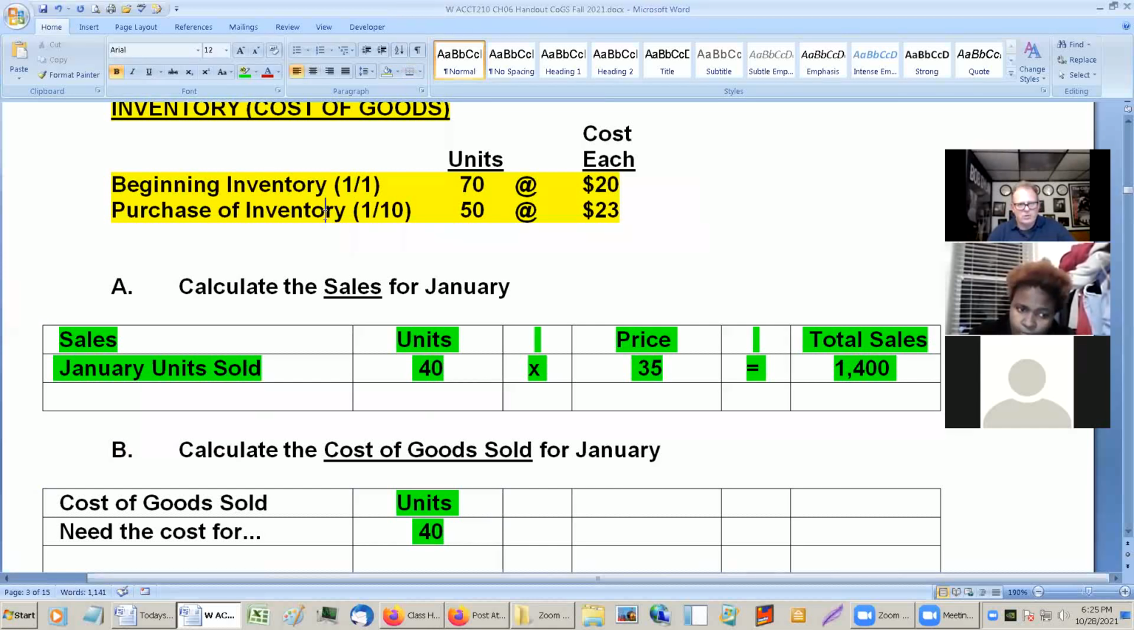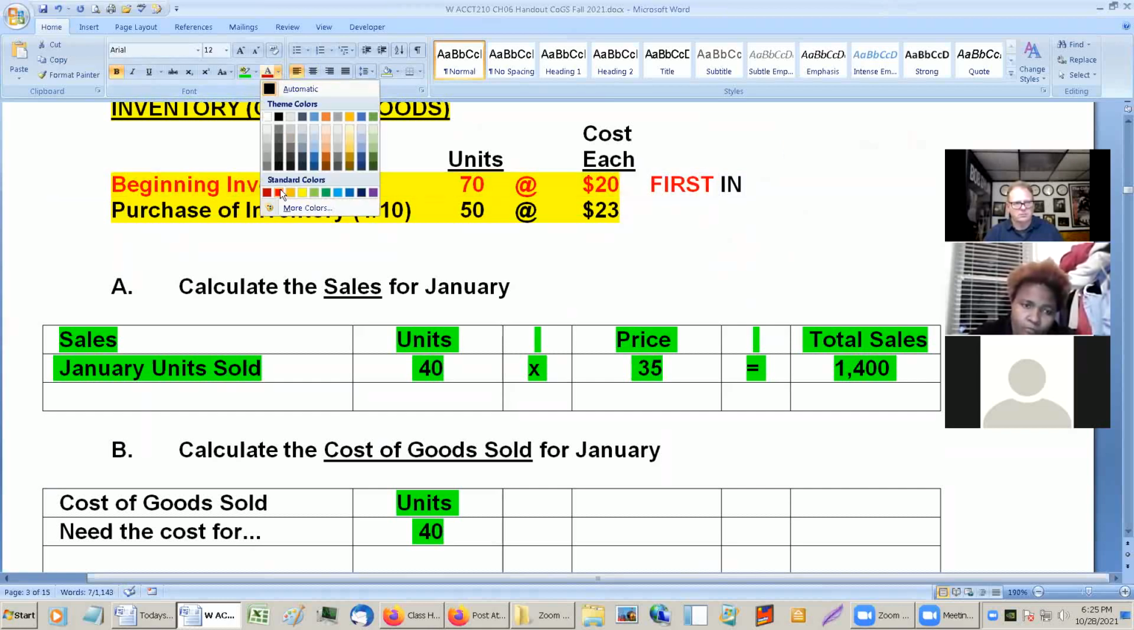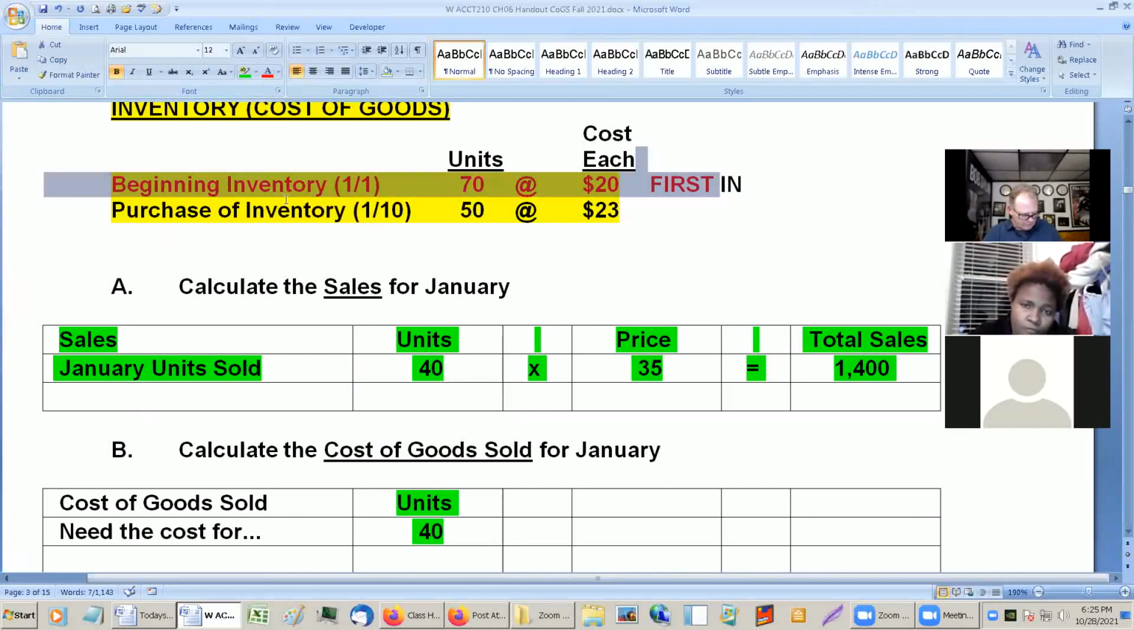Again, coming up here, which ones were the first ones in? You said the January, $20. 70, yeah, at 20. Yep. So the first ones in were right here. Didn't mean to do that. Is that an entry, the cost for?